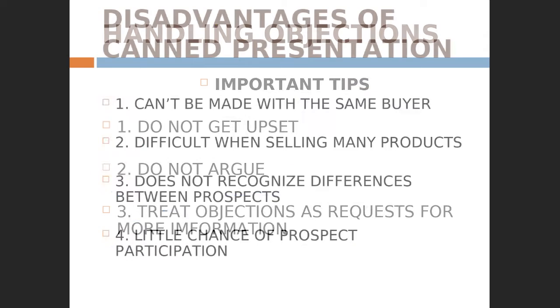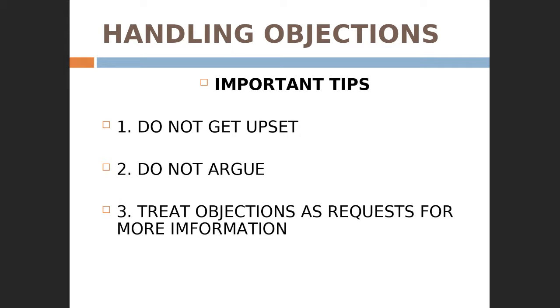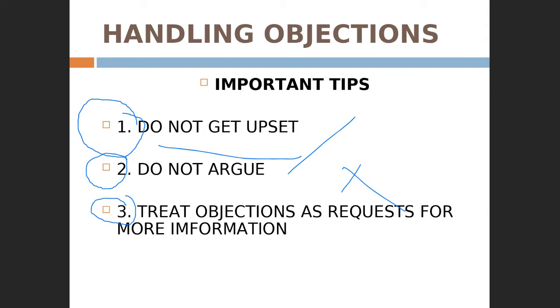So now that brings us to handling objections. People will raise objections. So the question is, how do you handle objections? First thing is, do not get upset. In my younger days, I'd get upset. Do not get upset. Secondly, do not argue. Even if the objection is the stupidest objection, you're going to win the argument, but you're going to lose the sale. So what do you do? You treat the objections as requests for more information. Give them more information so that you can get past those objections. So these are the important tips.